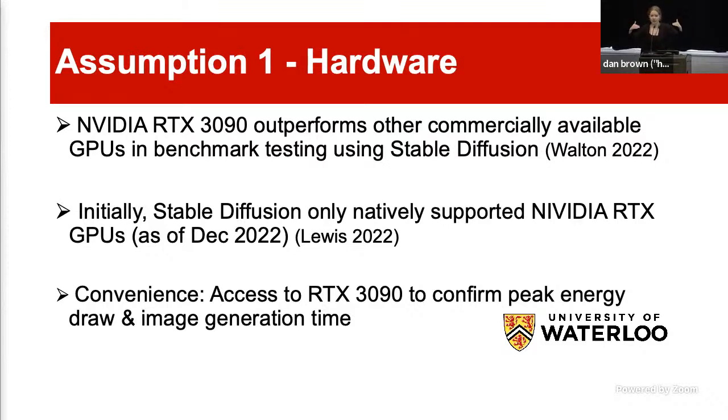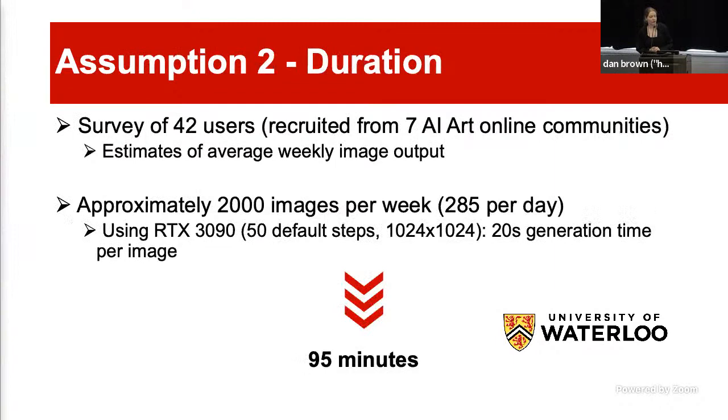If we're dealing with people who are using less powerful GPUs, yes, the peak energy draw would be lower, but then it would run for a longer period of time. So this is just for an initial estimation. For the duration of use, we actually conducted a little survey. We had users estimate how long they're using these systems for. We had them estimate how many images they create per week. Now, 2,000 images seems really high. We were surprised by that too.